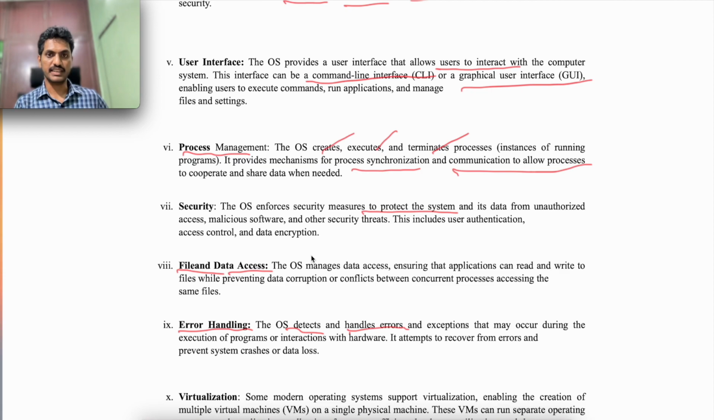Security, to protect the system. File and data access, manage the data access, read and write permissions, or the access. Error handling, detects and handles the errors. Virtualization.